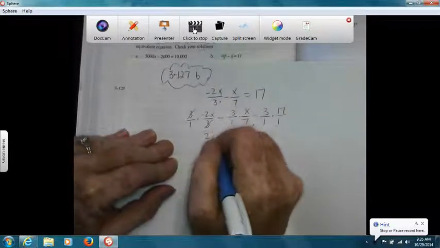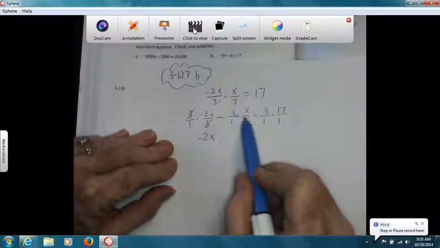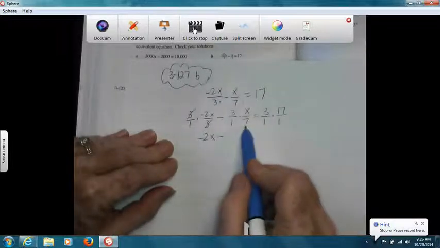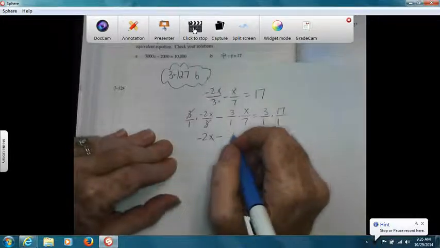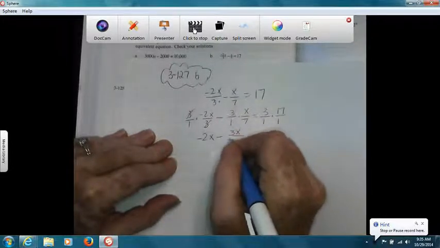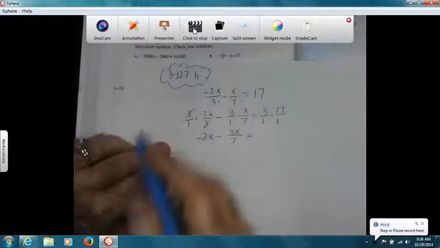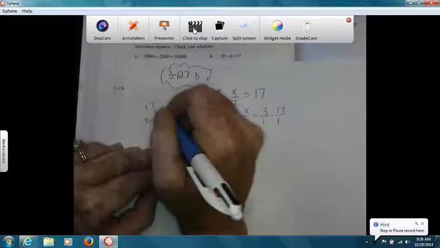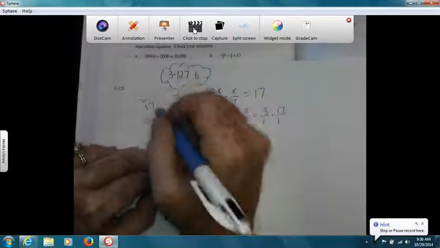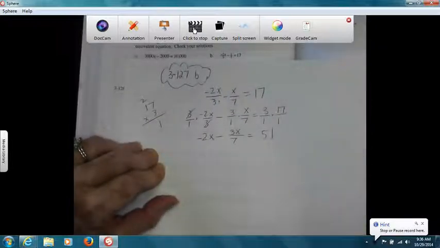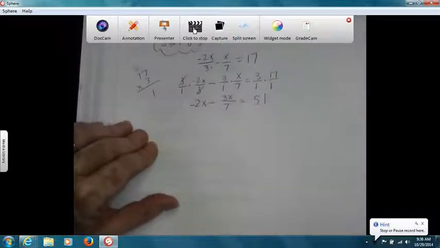And I have negative 2x. Now these don't cancel out, so I still have 3x over 7 times 1 is 7. That's 3x over 7. And then 3 times 17, I don't really know what that is. 1 times 3 is 51? Yeah, okay, 51. Now Cody says we can get rid of this 7 here by multiplying by 7. So now I'm going to rewrite it again.